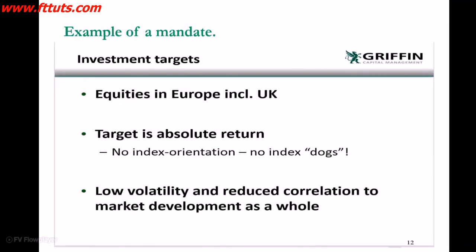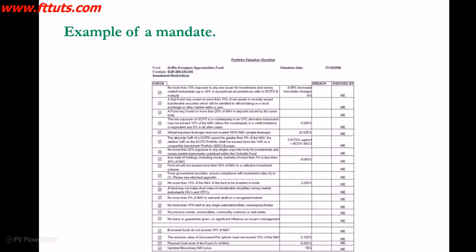So here, this is an example of a mandate that I had from 2005 to 2008 when I was working for a hedge fund. As you see here, from 2006, equities in Europe included UK. So that was my universe. The target was absolute return. I've been doing absolute return for more than 15 years now. And what is important in the mandate is saying, the low volatility and reduced correlation to market development as a whole. This is an absolute mandate. Again, universe equities in Europe, expected returns, absolute returns. So I'm not lying, I've been doing that for years.